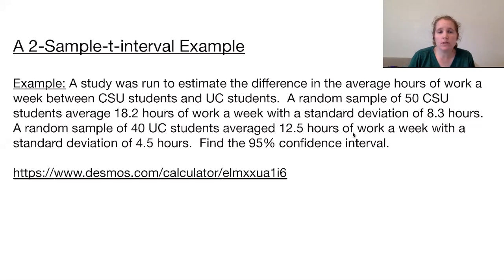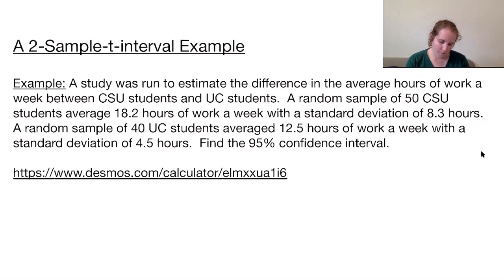Welcome to a two-sample t-interval example. In this example, a study was run to estimate the difference in the average hours of work a week between CSU students and UC students. A random sample of 50 CSU students averaged 18.2 hours of work a week with a standard deviation of 8.3 hours. A random sample of 40 UC students averaged 12.5 hours of work a week with a standard deviation of 4.5 hours. Find the 95% confidence interval.